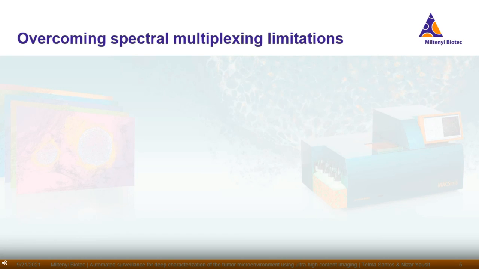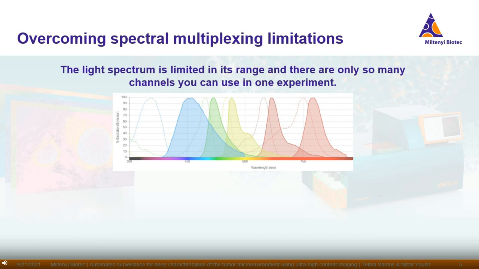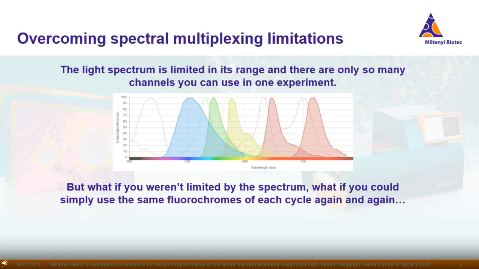When it comes to immunofluorescence, we are limited actually by the light spectrum and the properties of our fluorophores. Although we have a lot of available fluorophores, they often overlap and make it very difficult, almost impossible, to distinguish them. Therefore, just using them at the same time is not really an option. But what if we were not limited by the spectrum, because we would simply use the same fluorochromes or set of fluorochromes in each cycle again and again? In this way, we could have so many markers, right?